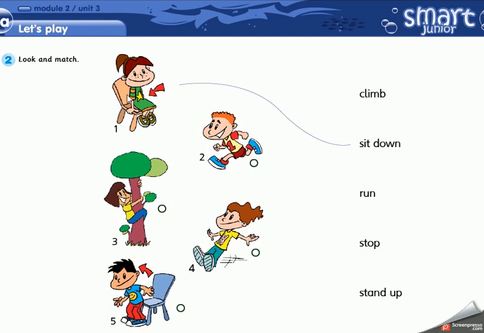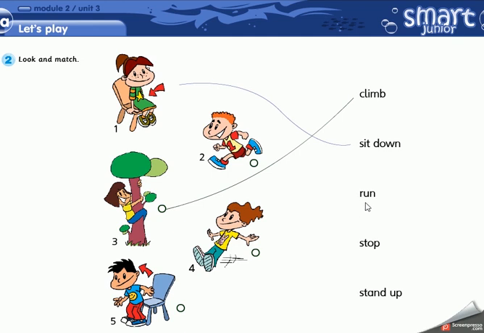We have to match the right picture with the right word, okay? So number one, we have sit down. This is the picture of the girl. She is sitting down. Number two, we have the word climb. Which one of these pictures we have climb? Very good. Here we have climb. The girl is climbing the tree.